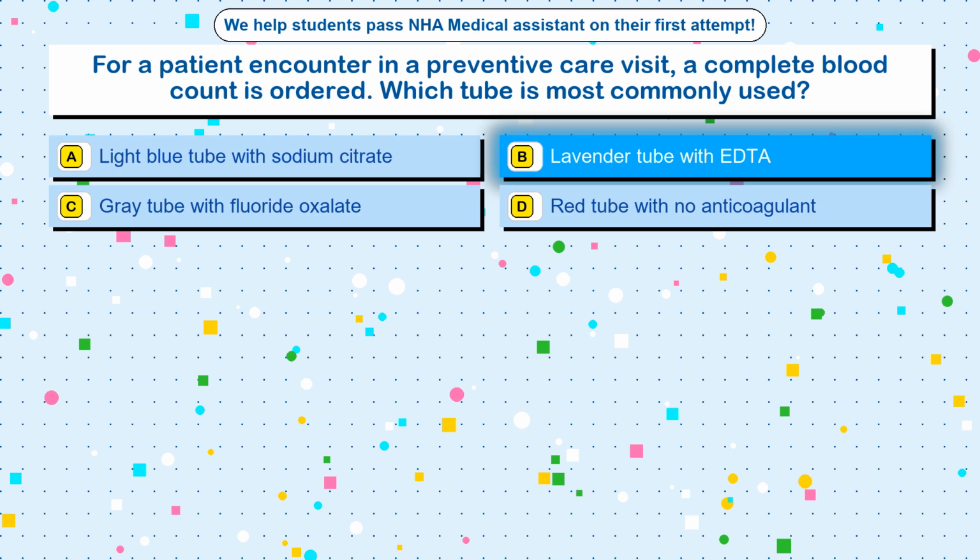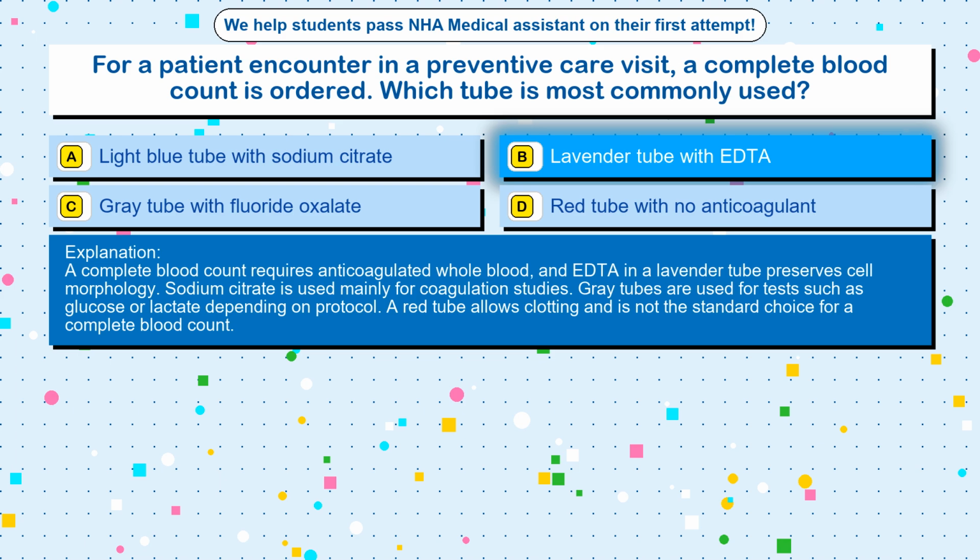The correct answer is option B, lavender tube with EDTA. A complete blood count requires anticoagulated whole blood, and EDTA in a lavender tube preserves cell morphology. Sodium citrate is used mainly for coagulation studies. Gray tubes are used for tests such as glucose or lactate depending on protocol. A red tube allows clotting and is not the standard choice for a complete blood count.